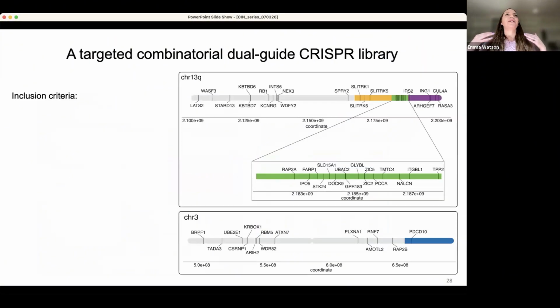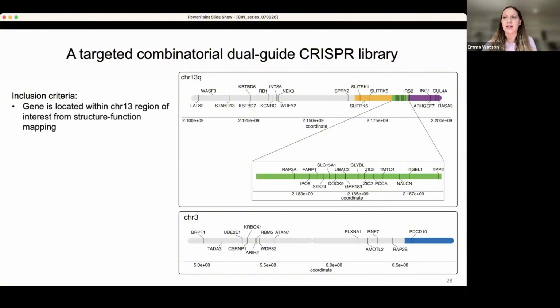So how are we going to identify the genes that are contributing if we think that they are synergistic? We settled on a targeted combinatorial dual guide CRISPR screening approach. And so we had to pick genes on the chromosome. We couldn't do the whole chromosomes because there's too many genes. The combinatorics get crazy. We would be screening until the end of time. So we had to narrow down our list of genes that we were going to study.